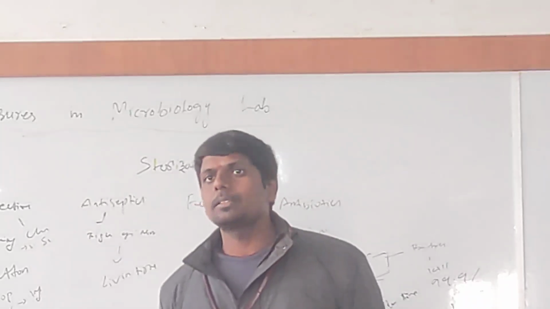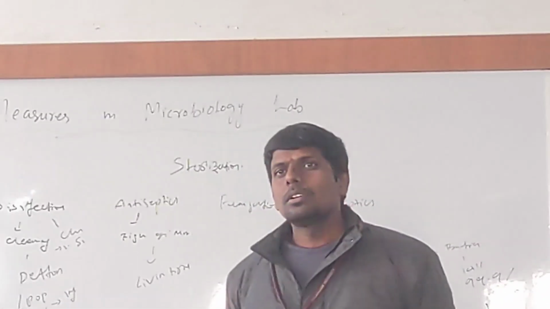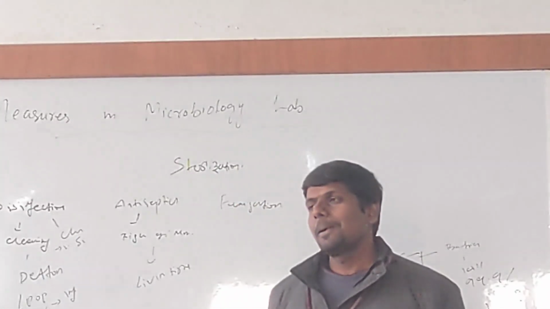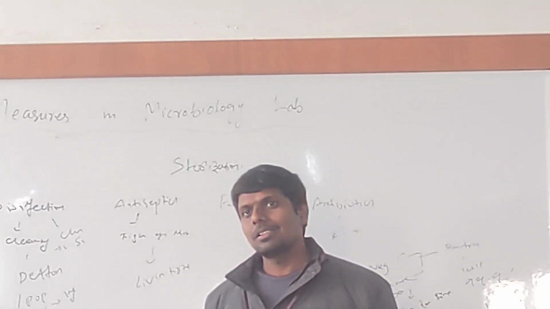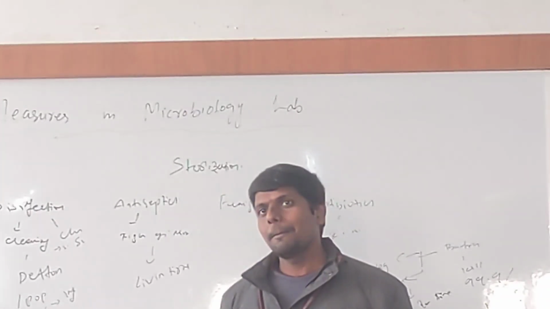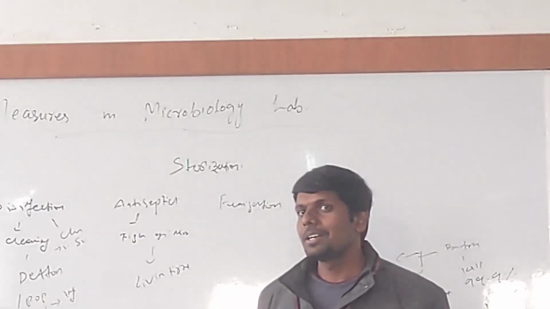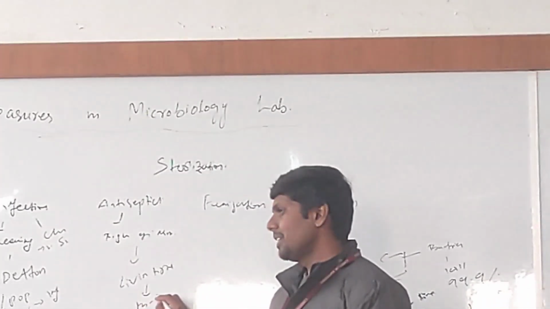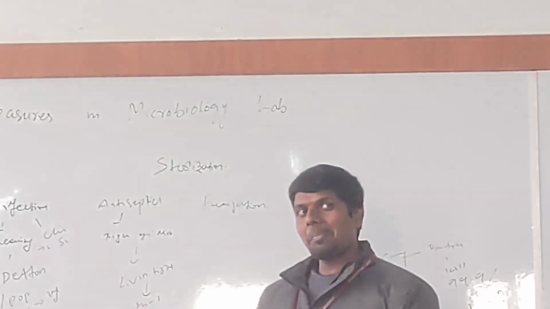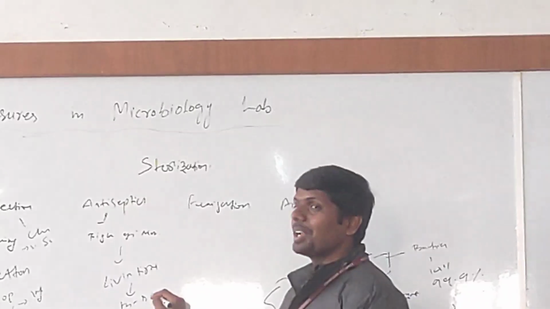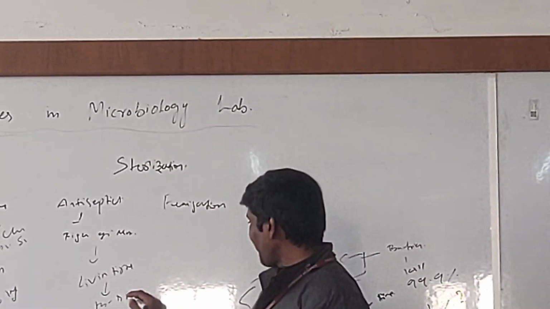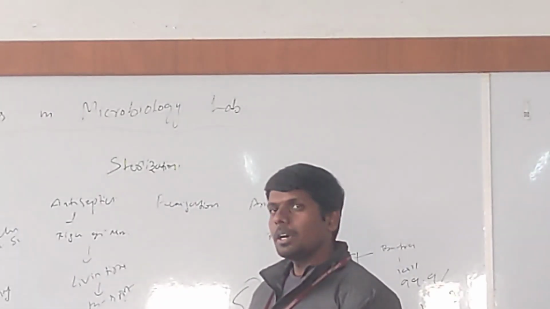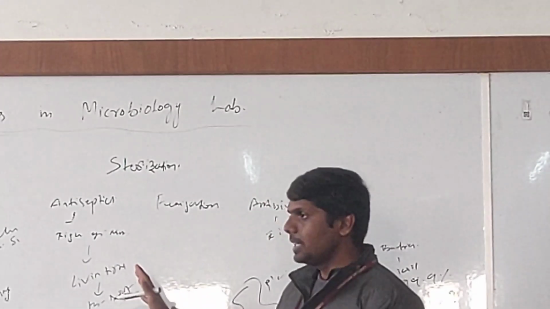Example of an antiseptic. Sir, Betadine. Sir, it is a liquid form, brown color. Okay, fine. Got it. Yes, Betadine. Fine. Betadine, or Dettol, Savlon can be antiseptics.